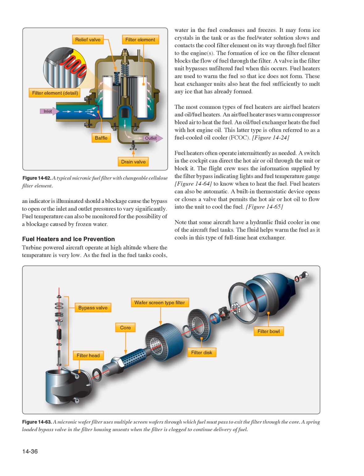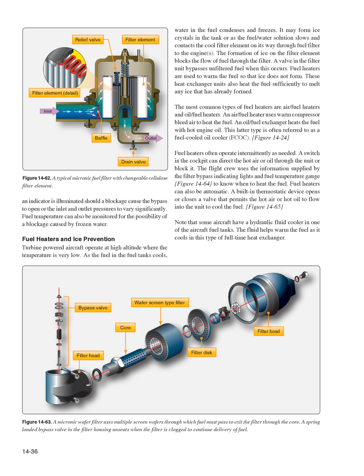Fuel heaters are used to warm the fuel so that ice does not form. These heat exchanger units also heat the fuel sufficiently to melt any ice that has already formed. The most common types of fuel heaters are air/fuel heaters and oil/fuel heaters. An air/fuel heater uses warm compressor bleed air to heat the fuel. An oil/fuel exchanger heats the fuel with hot engine oil. This latter type is often referred to as a fuel-cooled oil cooler, FCOC.